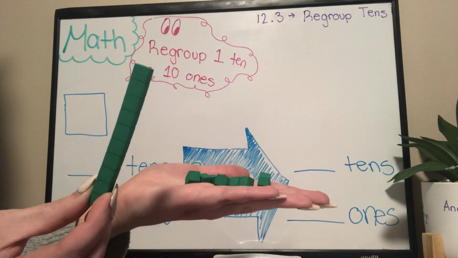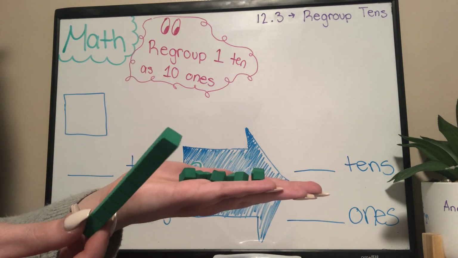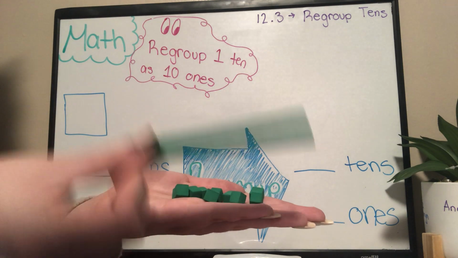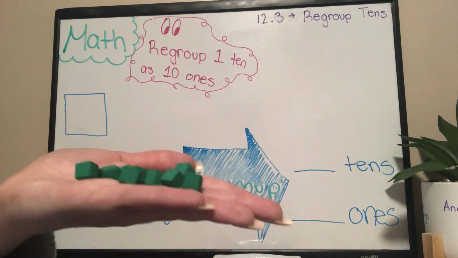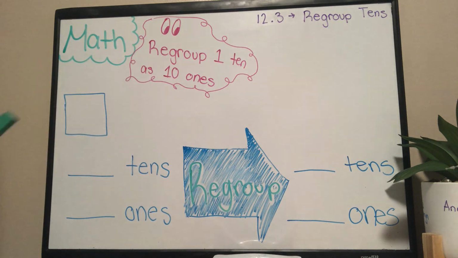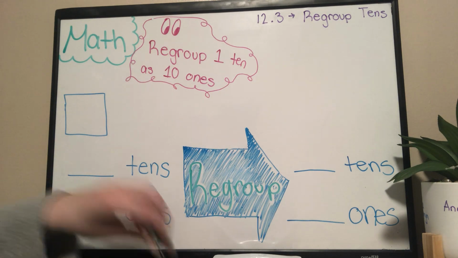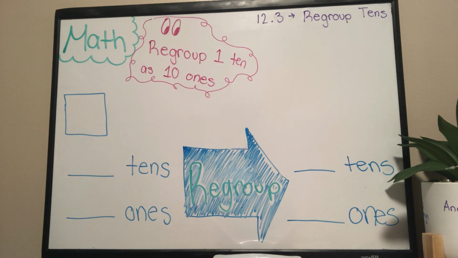Right? If I go to a store and they tell me a piece of candy costs 10 cents, I could give them a dime, 10 cents like this, or I could just give them 10 pennies. These are both the same thing, okay? So keeping that in mind, let's do our first example.